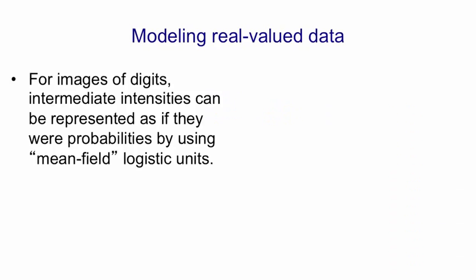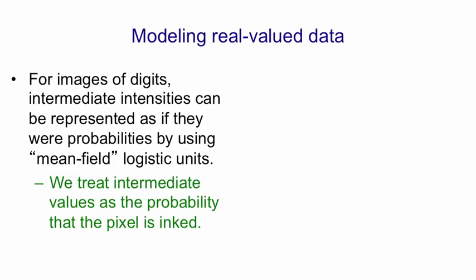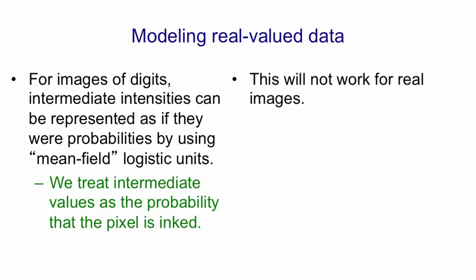We first used restricted Boltzmann machines with images of handwritten digits. For those images, intermediate intensities caused by a pixel being only partially inked can be modelled quite well by probabilities, that is, numbers between 1 and 0 that are actually the probability of a logistic unit being on. So we treat partially inked pixels as having a probability of being inked. This is incorrect, but it works quite well. However, it won't work for real images.